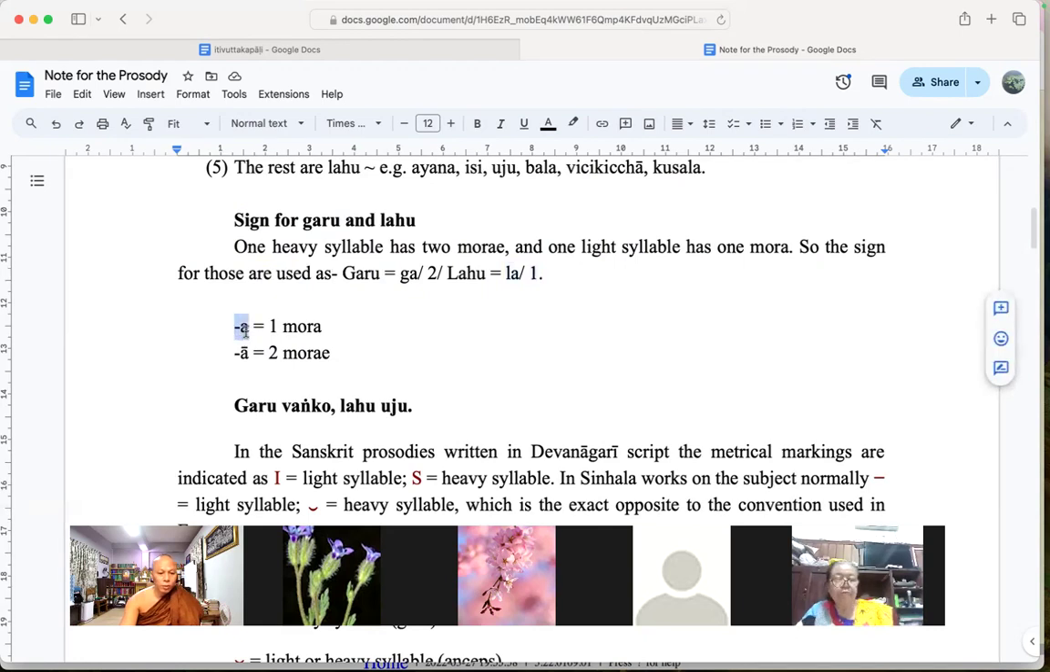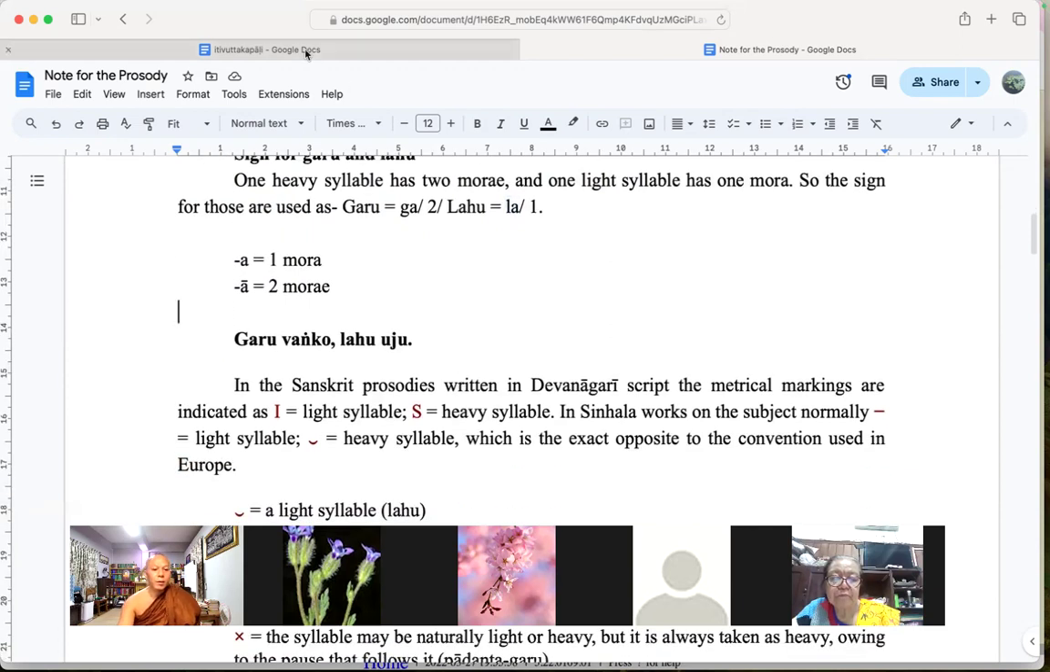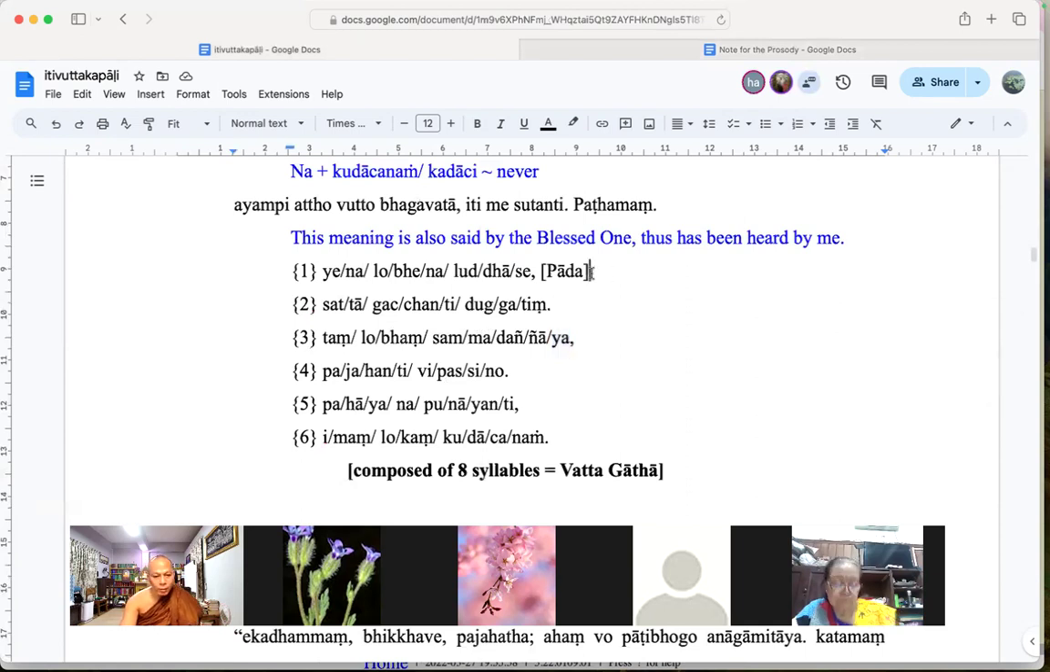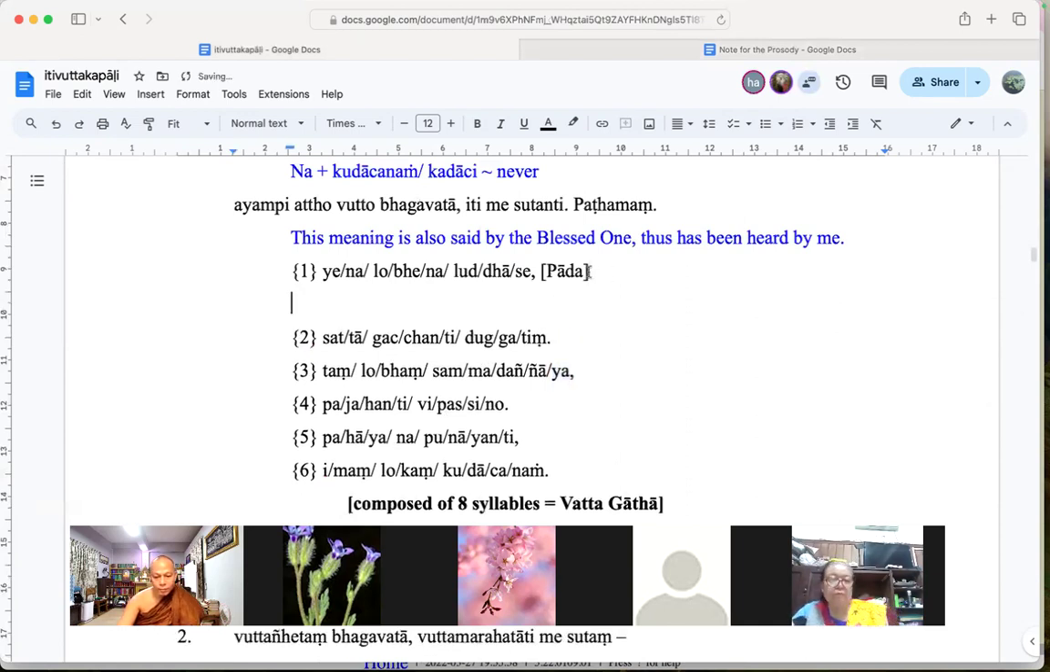So that is why a is one mora, so one. So a is two mora, that is why two. Okay. So for the garu lahu, that is why, firstly, here we can see, so ye is a long vowel, that is why we can use maybe two. Okay. And not is a short one, and that is fine.